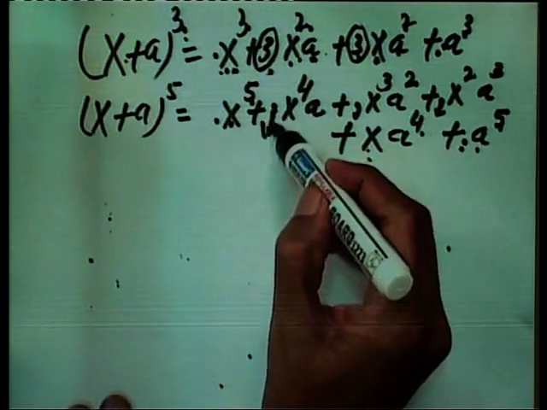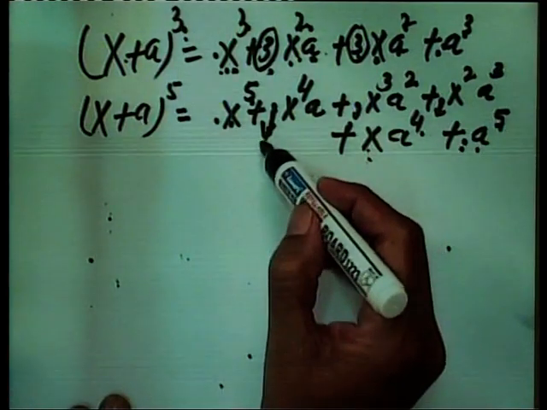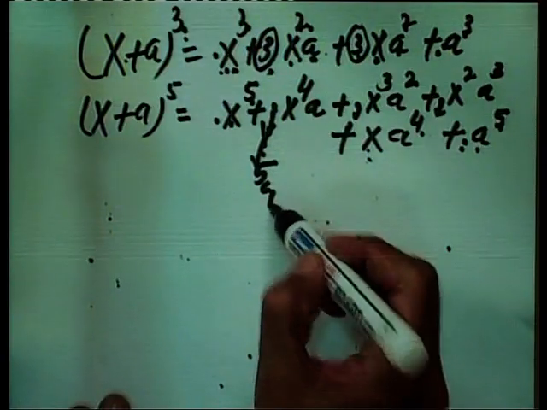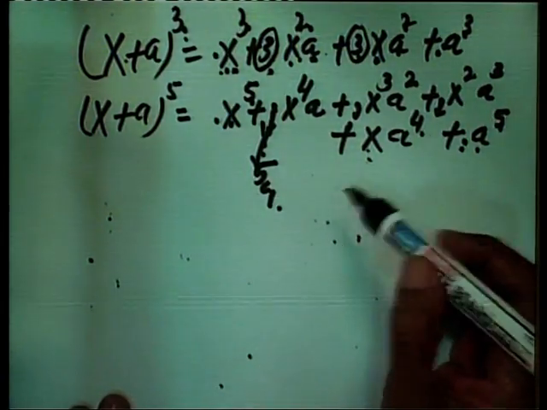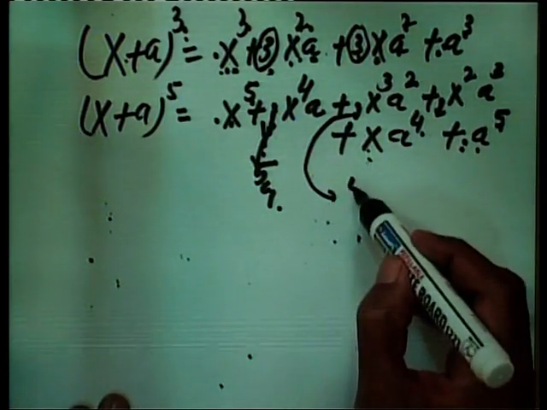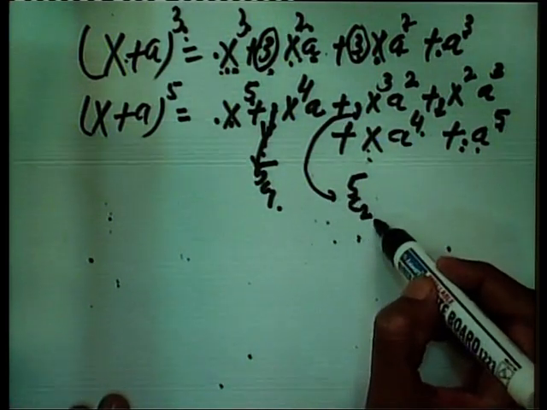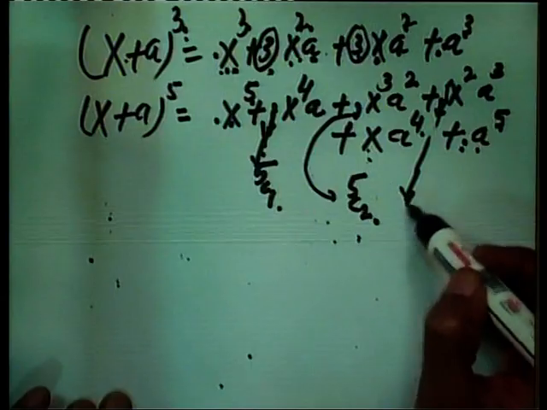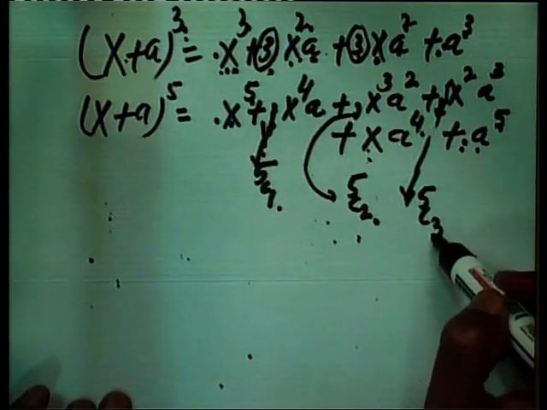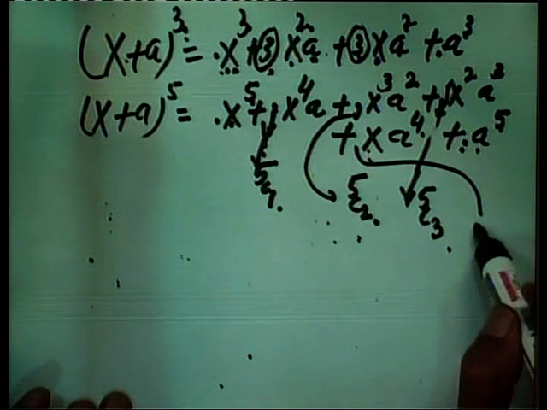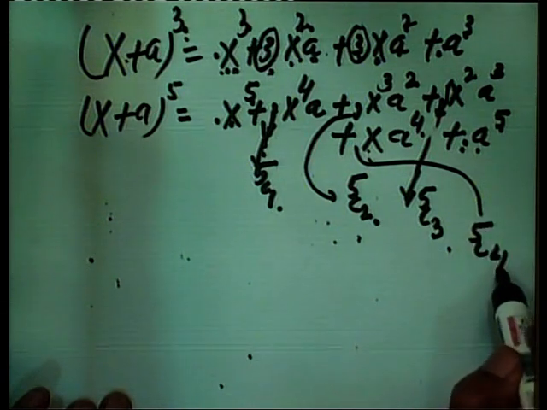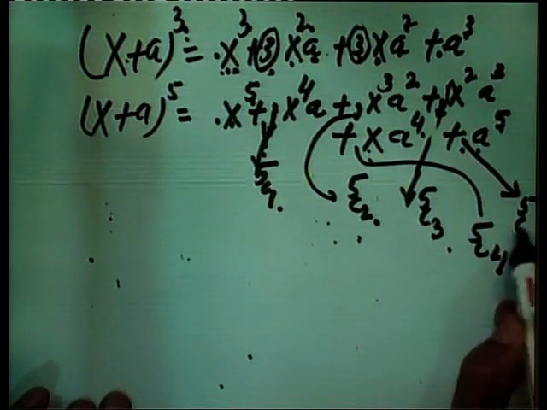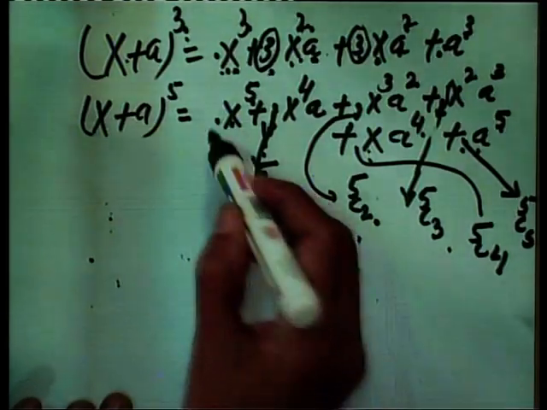Now, what are these missing coefficients? So, here the term I will write in that language: 5C1. Here the term will turn out to be 5C2. Here of course, which I have missed, will be 5C3. Here will turn out to be 5C4. Now, you want to write over here also, so that will be 5C5.